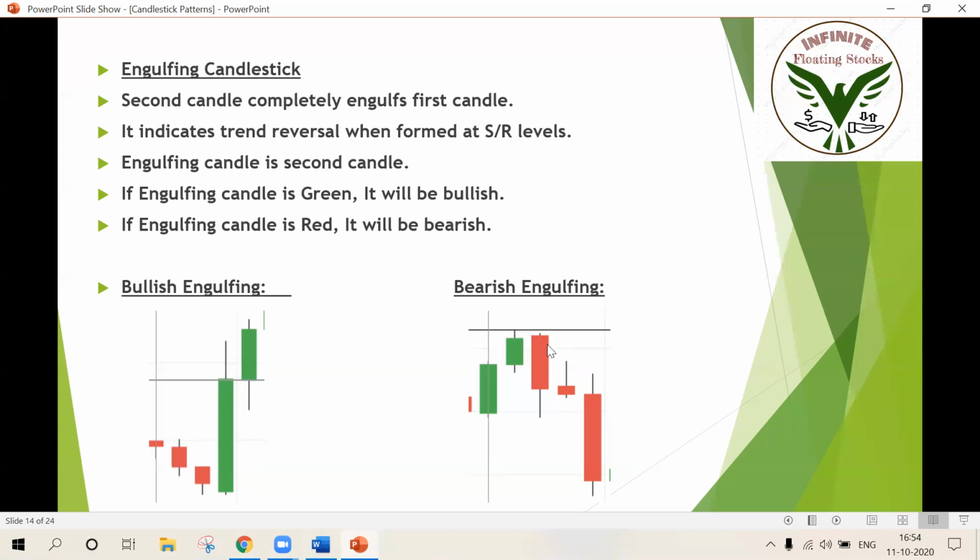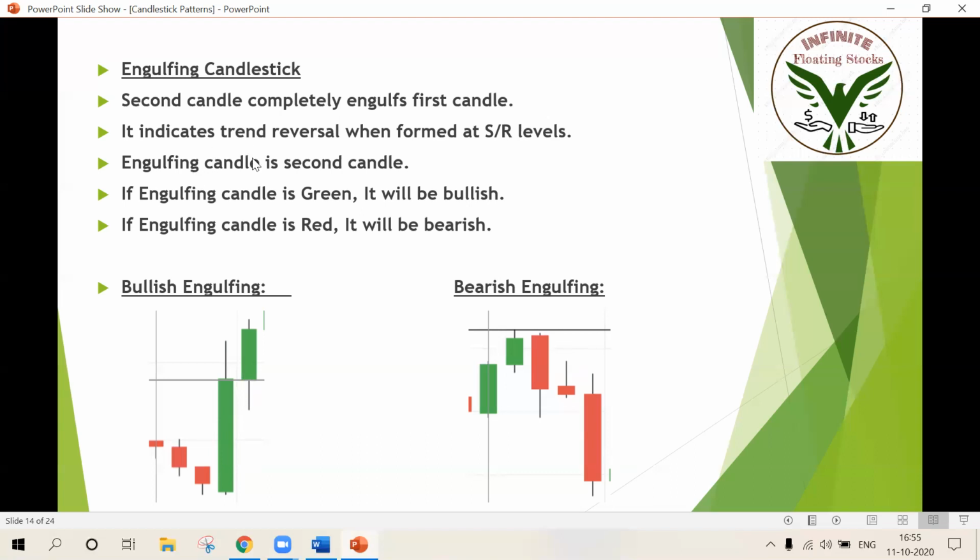If this happens at a resistance level, that means more sellers are coming. You can make a sell position by observing the candlestick patterns. If this happens at the support level, that means more buyers are coming to the market. This huge candle has engulfed the previous red candle. That means it can act as an additional confirmation to make a buy position if this happens at the support level, the support line.